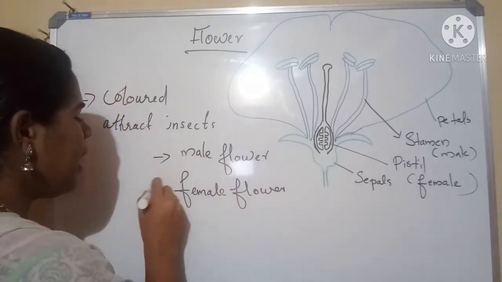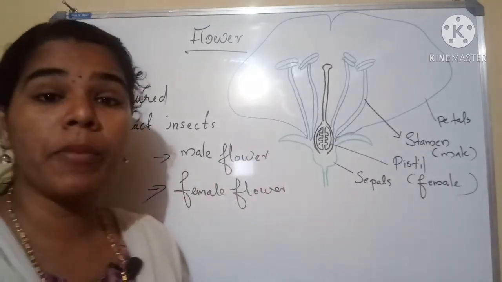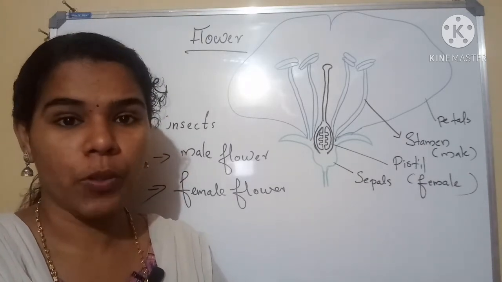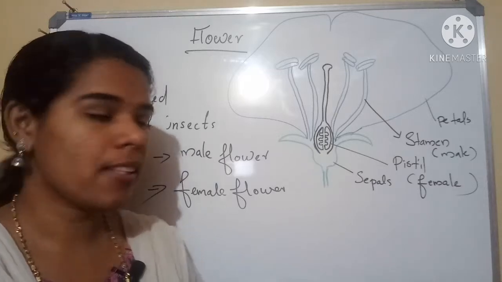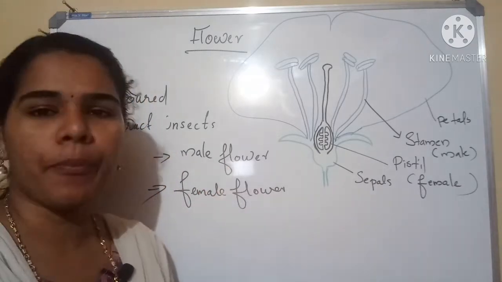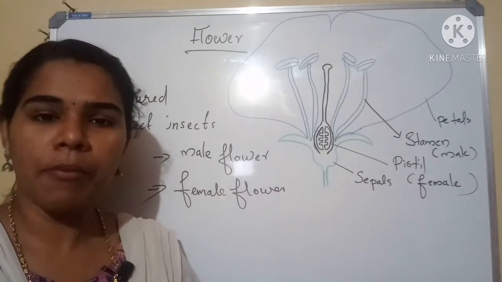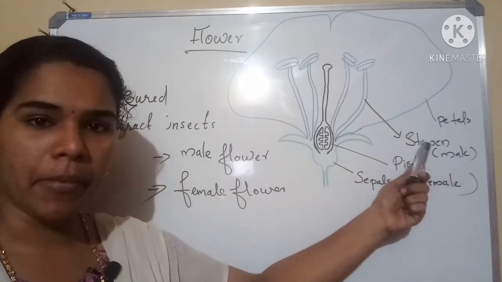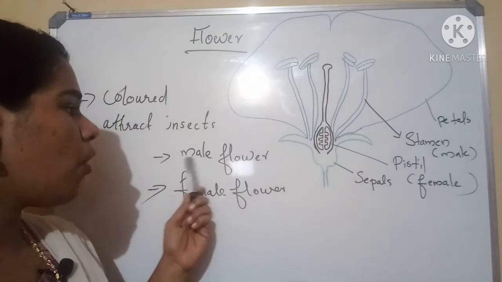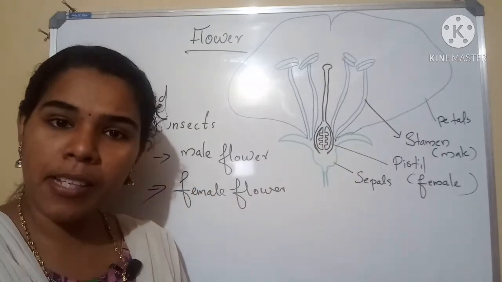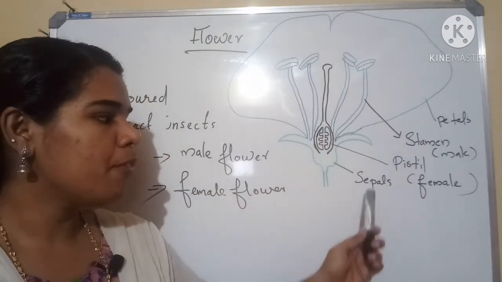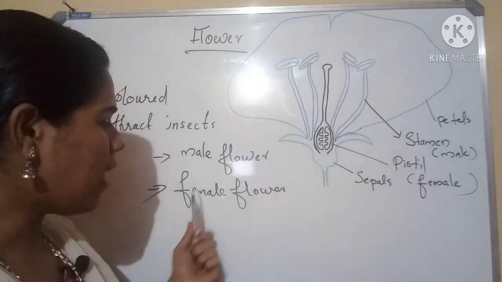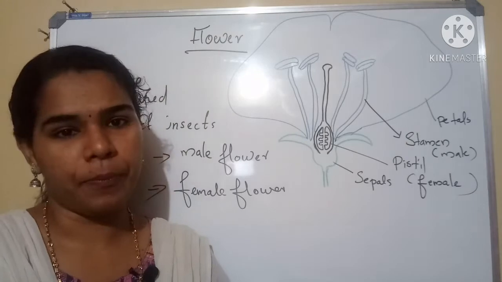Okay, and mainly present in the case of Cucurbitaceae family, Cucurbita, cucumber. You can see these two types of flowers are present. Some flowers may carry the male sex organ called stamen, so those flowers are called male flowers. Some flowers may carry the female sex organ called pistil, those flowers are known as female flowers.